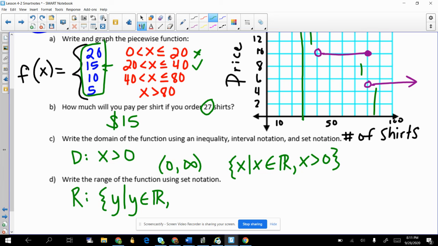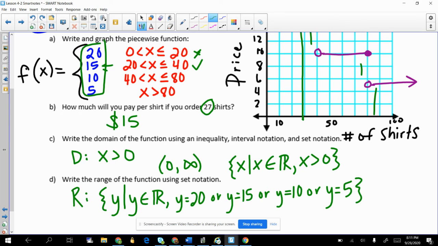So at y equals 20 or y equals 15 or y equals 10 or y equals 5. So I know it's a little strange, but that's really the only place where there are y values, where the y exists. So that is your range.